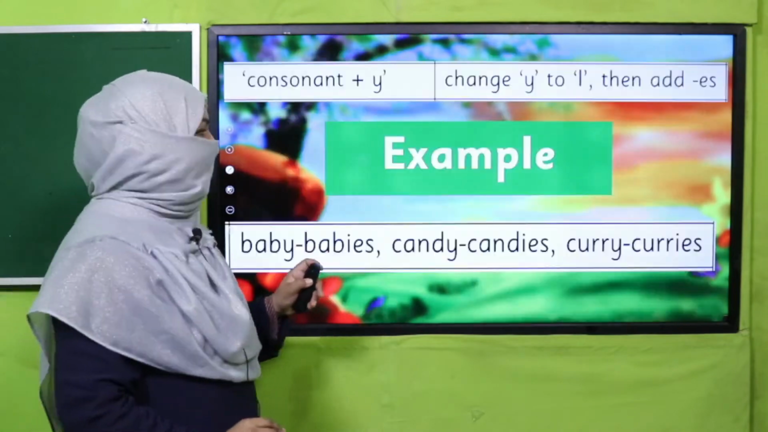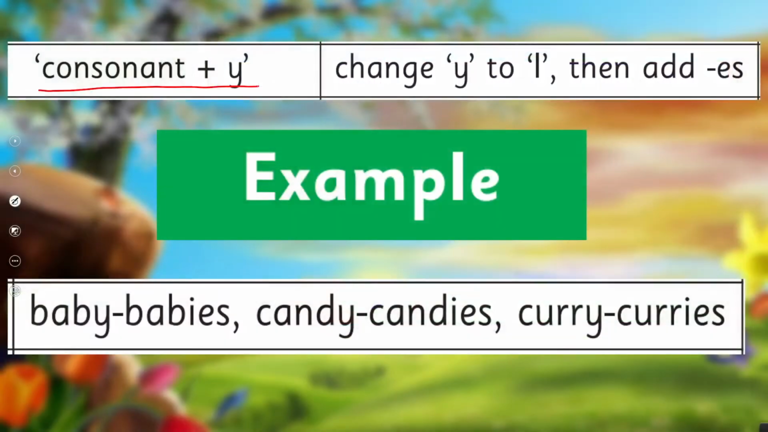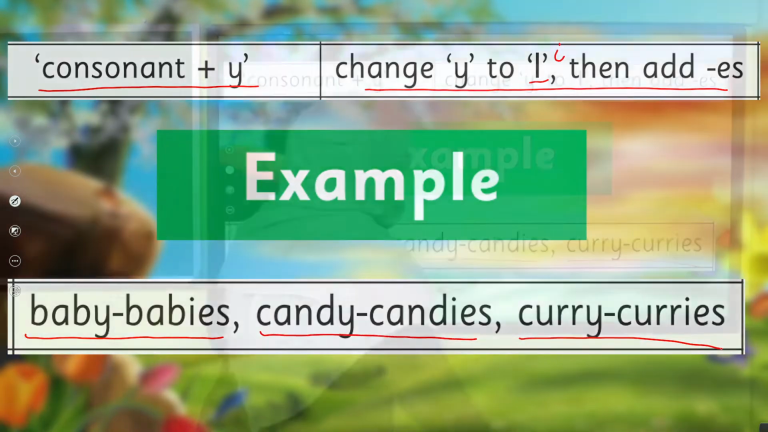Okay. All right. So here is the detailed rule for consonant y. You have to replace it with i, a small i, and add es. Here are the examples: baby, babies; candy, candies; curry, curries, etc.